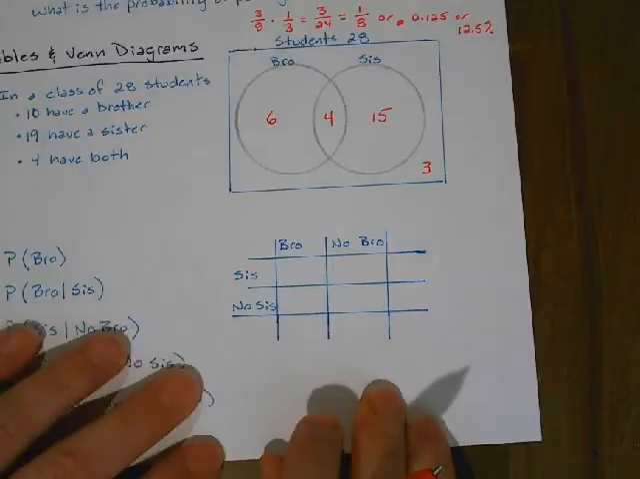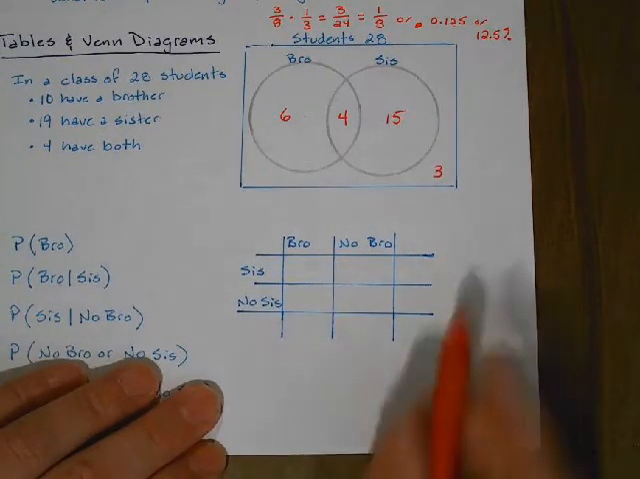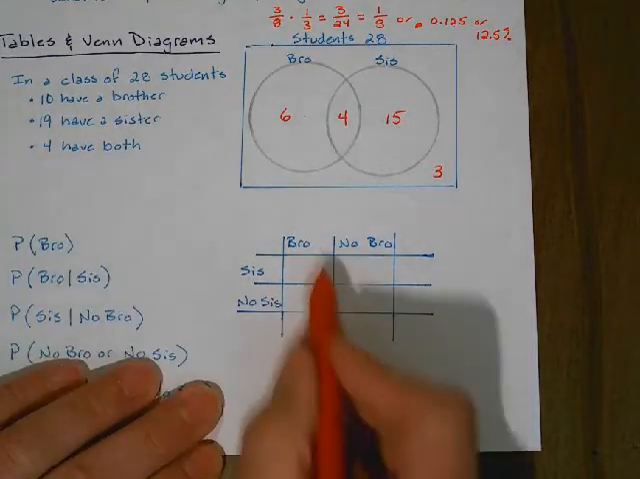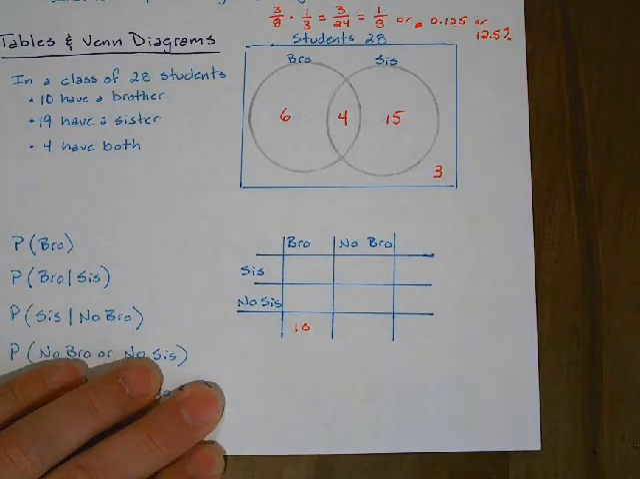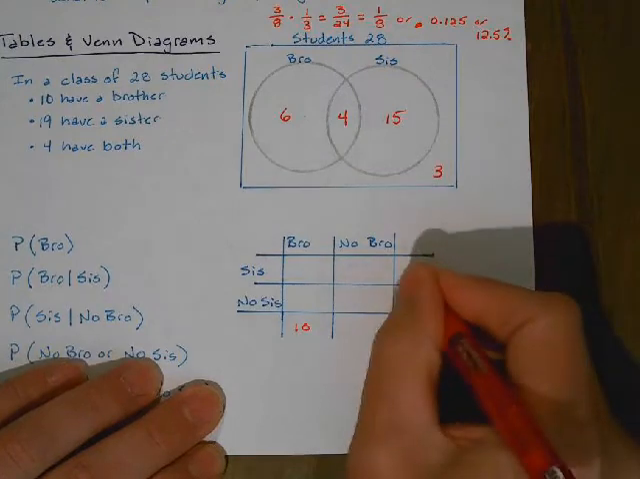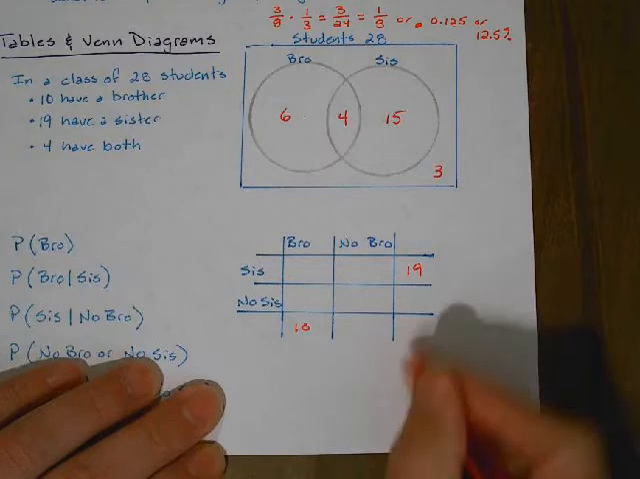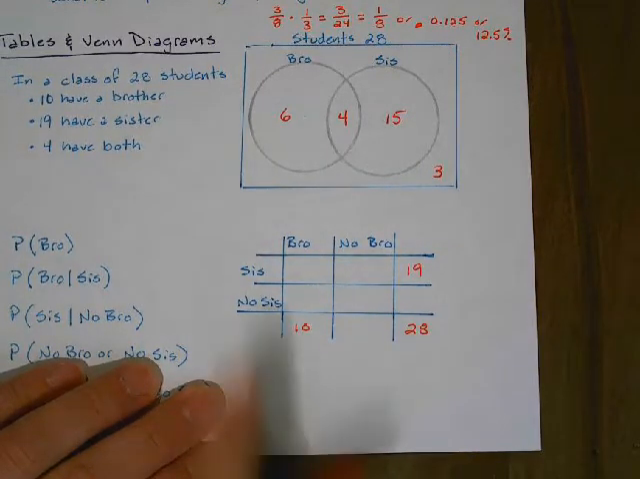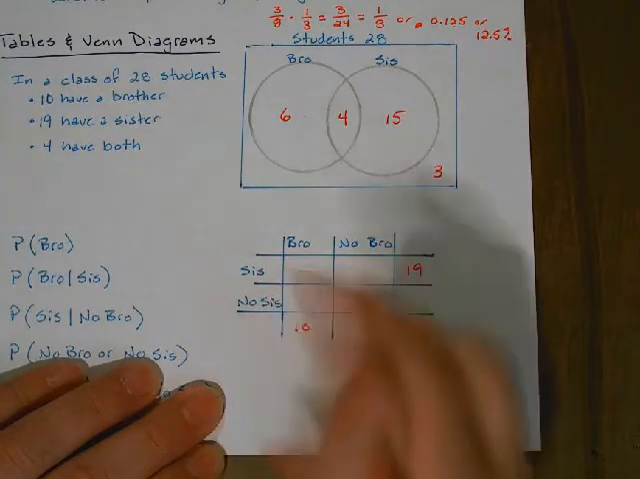All right, we can take this same information and we can put it into a table. So let's say that we wanted a total of 10 who have a brother. So have a brother would be 10 right here. That's total. And then if we wanted to do it on this one, say 19 have a sister. So sister would be 19. And then it says there's 28 students. So we put 28 over here. And then we want 4 who have both. So brother and sister. Here's the and where they intersect. That's 4.